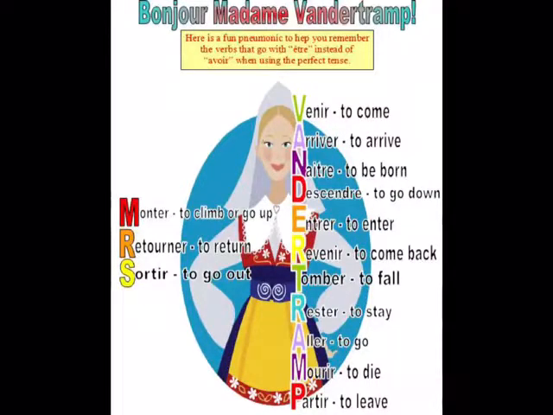You might think it's quite difficult to remember all of these verbs which form with être in the past tense, but here on the screen is a trick to help you remember them. To help you remember them, always think back to Mrs. Van der Tramp. This helps you to list all of the verbs which form the past tense with être.